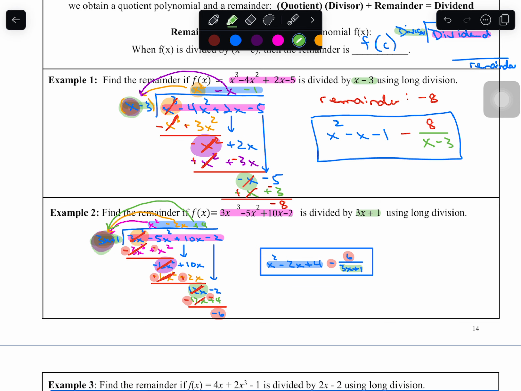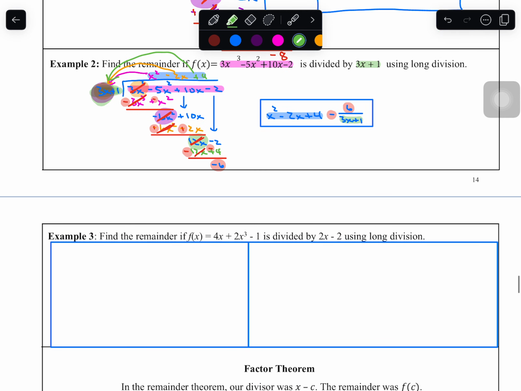Now go ahead, pause the video, and try example 3. I'll give you a hint here. Make sure first, before you do anything, that in the dividend, you want to write that in standard form. And you want to write it so that all the terms are accounted for.